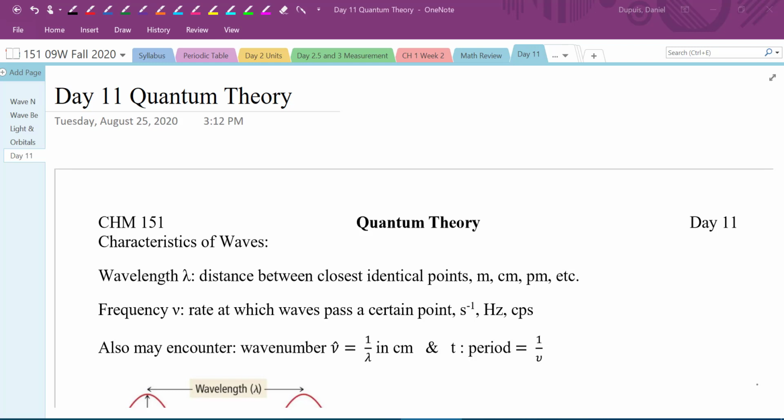Hey guys, welcome back. Day 11, Quantum Theory. And we're going to start with characteristics of waves.